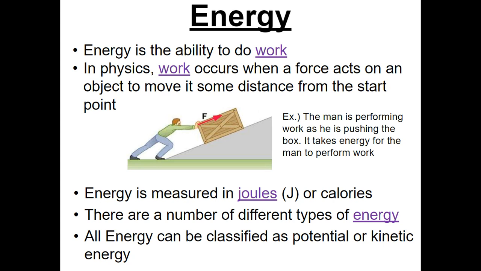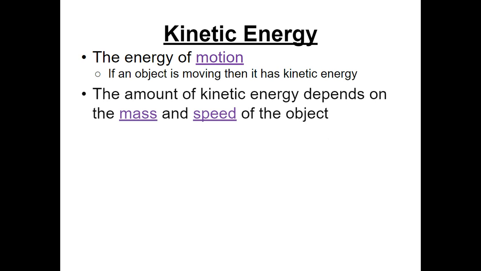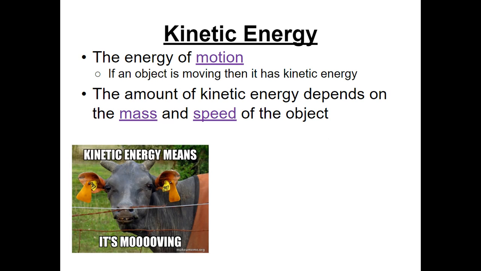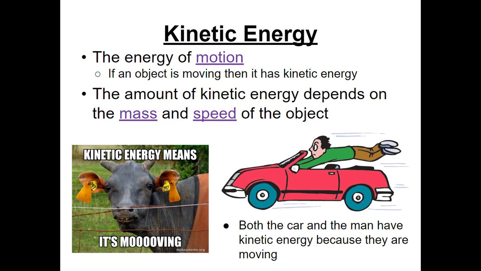There are a number of different types of energy, but all forms of energy can be classified as either potential or kinetic energy. All right, let's look at kinetic energy. Kinetic energy is the energy of motion. If an object is moving, then it has kinetic energy. The amount of kinetic energy depends on the mass and the speed of an object. The greater an object's speed and the greater an object's mass, the more kinetic energy it has. Kinetic energy means moving. Right? And we have this guy, he's holding onto the car here. So both the car and the man have kinetic energy because they are moving.